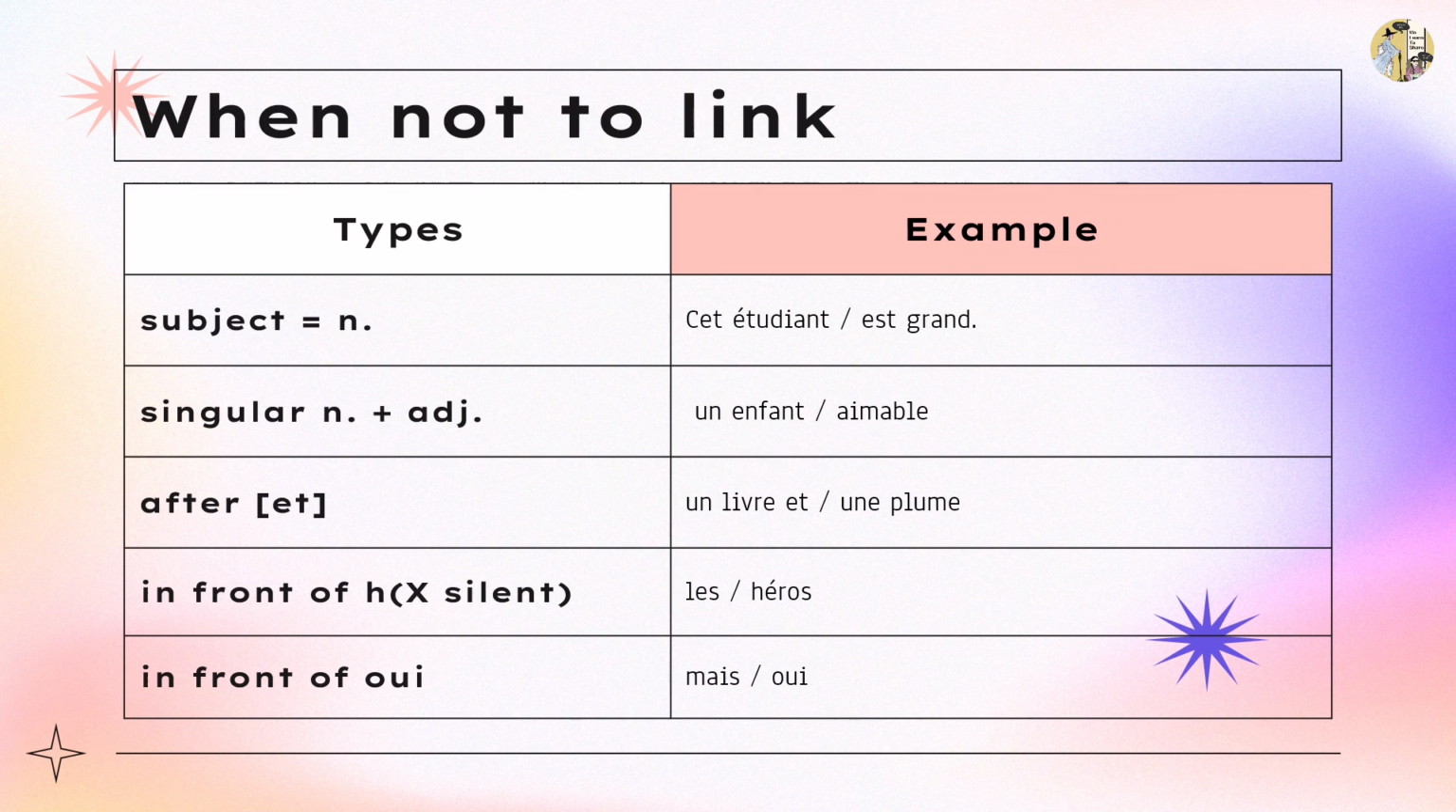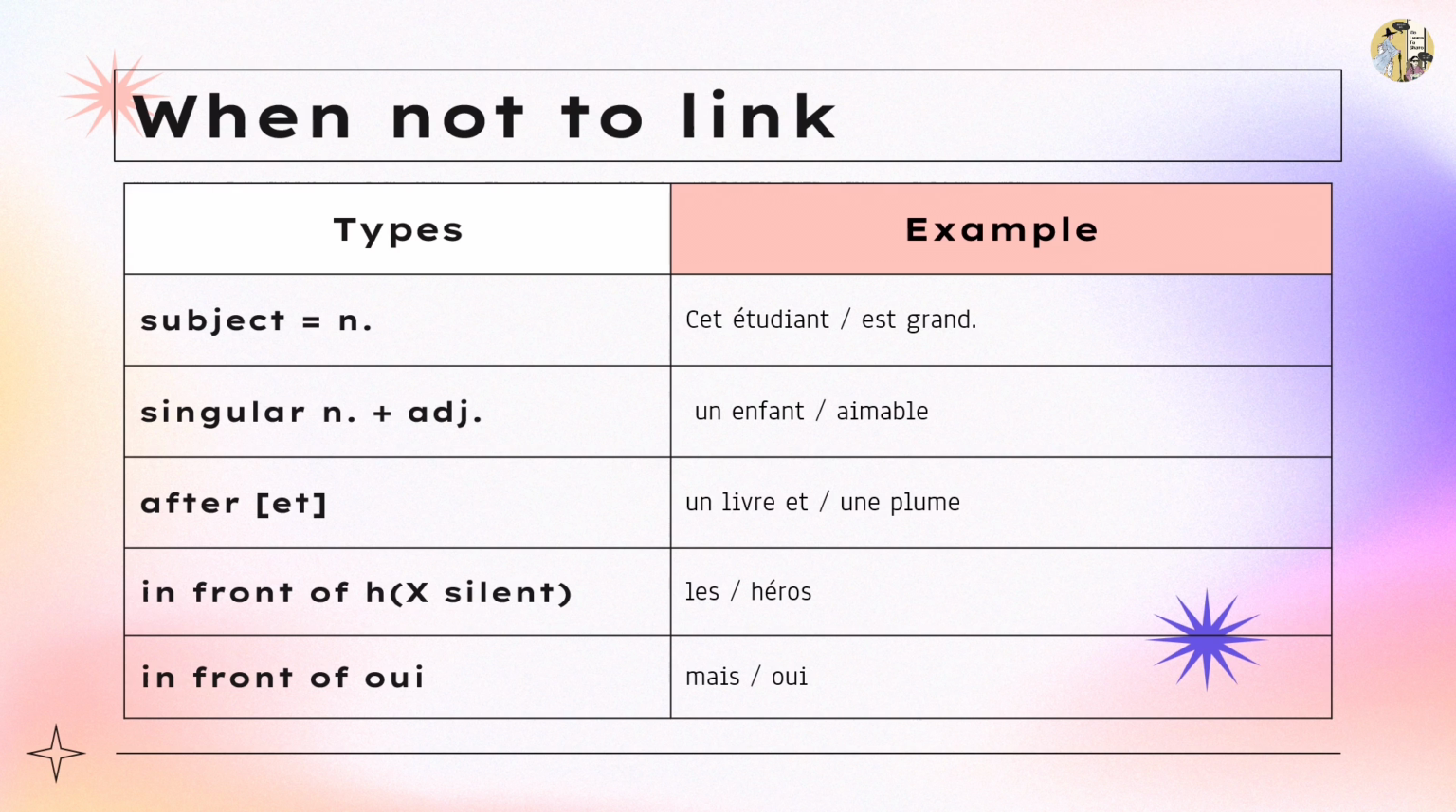This means this student is tall, and I didn't link the pronunciation of this student and tall because you shouldn't link it. The second one, if you have a singular noun and then an adjective, you shouldn't link the pronunciation of those two. So for example here, un enfant aimable. This means a kind child. Aimable is kind. Un enfant is a child. You should definitely not link those pronunciations.